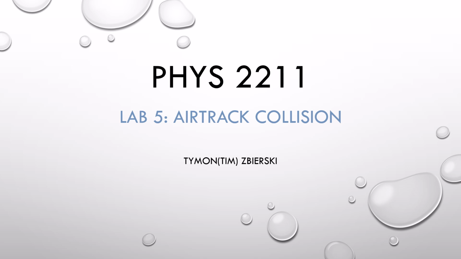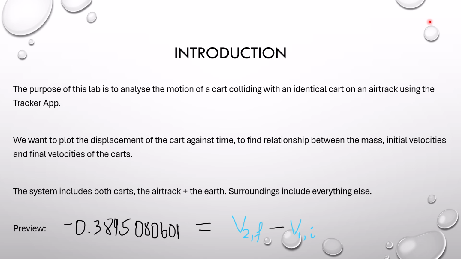This is Physics 2211, Lab 5, Air Track Collision. An introduction. The purpose of this lab is to analyze the motion of a cart colliding with an identical cart on an air track using the Tracker app. We want to plot the displacement of the cart against time to find relationships between the mass, initial velocities, and final velocities of the cart.